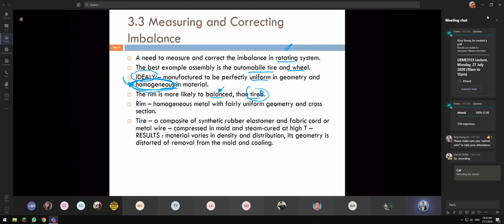So the rim is homogeneous metal with fairly uniform geometry and cross section, because they can ensure this during the design stage. A tire is a composite of synthetic rubber elastomer and fabric cord or even metal wire inside. It is compressed in the mold and steam cured at high temperature. So this results in variation in density and mass distribution, right?